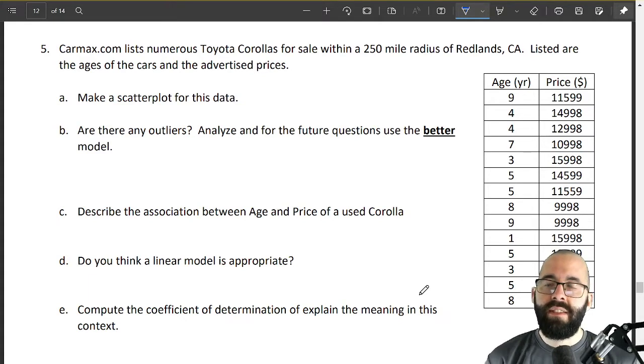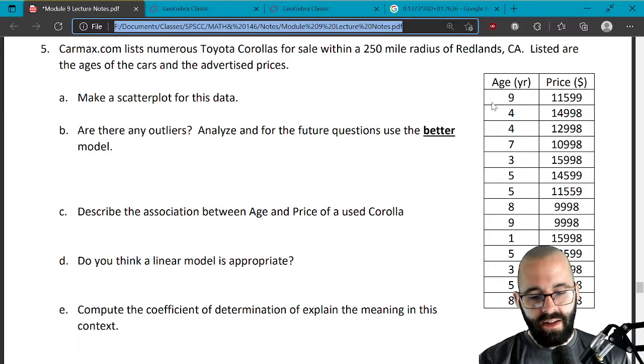All right, last page of these examples, and then you can do the stuff after this on your own and ask me if you have questions or want to check your work. This is the last one we'll do all together. CarMax.com is listing numerous Toyota Corollas for sale within 250 miles of Redlands, California. And we have the ages of all of these Toyota Corollas and their advertised prices. Make a scatter plot.